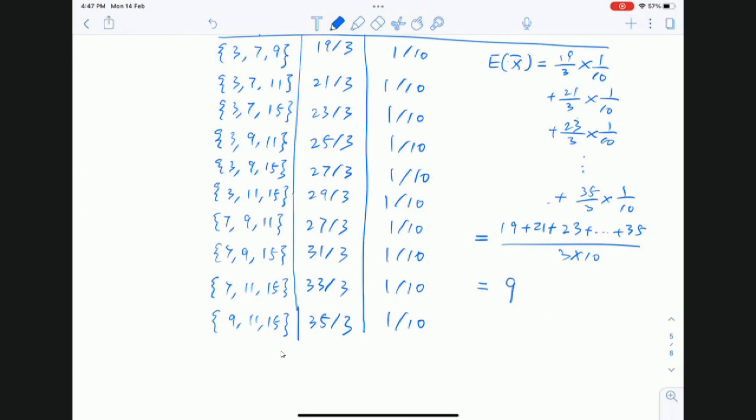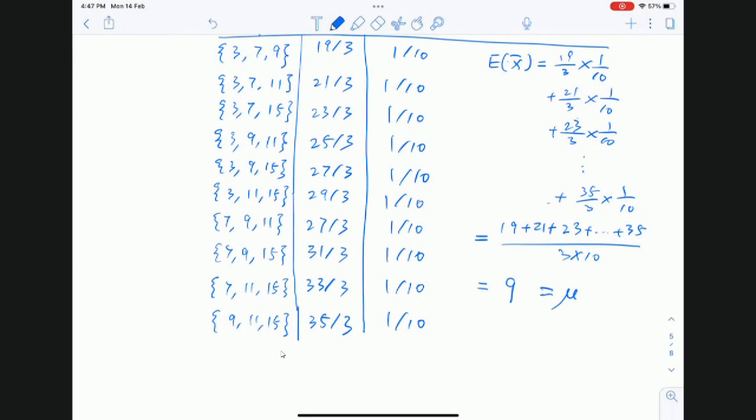You can try to do the calculation. Add up all these numbers and then divide by 3 and divide by 10. You will get 9, exactly equal to the population mean. And this is the general property. As I mentioned before, if you have a random sample, then the expectation of the sample mean will be equal to the population mean.